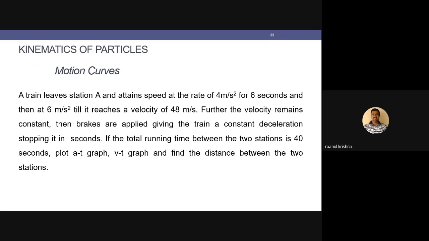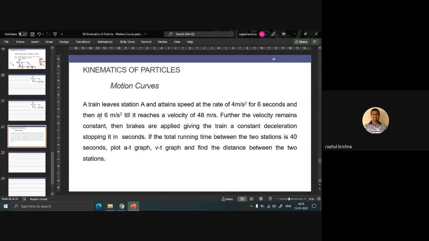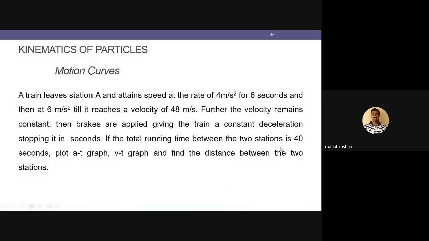Now the next question is a very interesting one. I want you to take a screenshot of this. A train is leaving station A and attaining speed at the rate of 4 meters per second square for 6 seconds, and then at the rate of 6 meters per second square until it reaches a velocity of 48 meters per second. After reaching 48 meters per second, the velocity remains constant. Then brakes are applied, giving the train a constant deceleration, stopping it in 6 seconds. I forgot to type that.